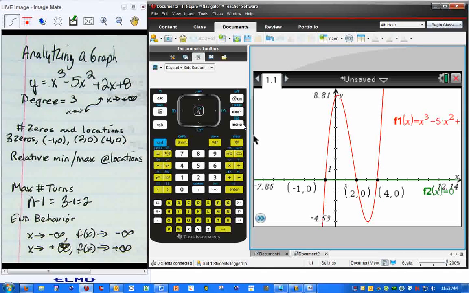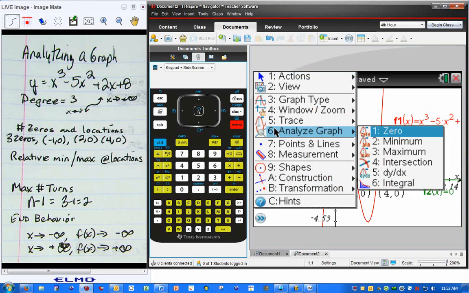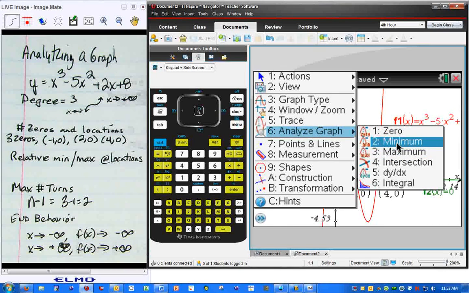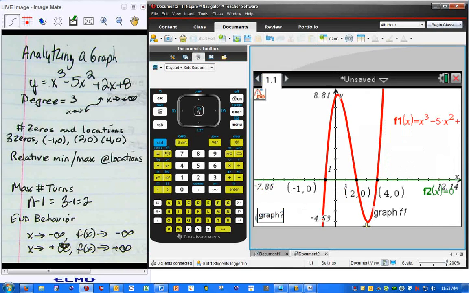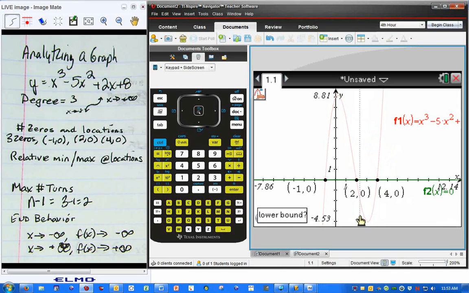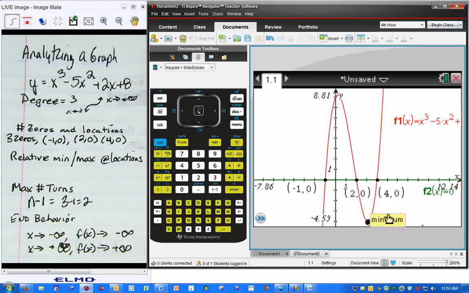Now, to get my relative maximums and minimums, hit menu, then analyze graph. You can get your zeros from here, but you can calculate minimums and maximums as well. If you calculate a minimum first, the minimum is that point right there. It asked me for the graph, so I want the red graph. For a lower bound, I'm going to go to the left of the zero, and then move all the way over to the right part of the zero. My point's way off the screen, so I'm going to bring it up here.